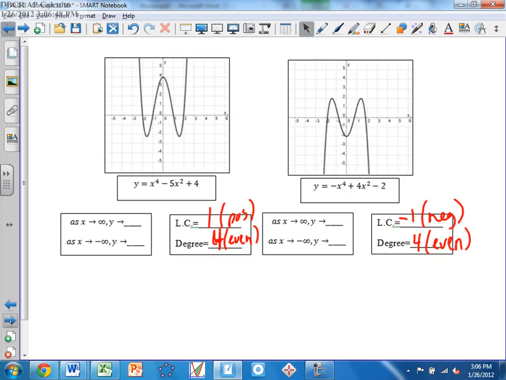All right. Look at these graphs, people. What do you notice about them? They both go up here, don't they? And what about here? They both go down. What does that make you think of? Like a parabola. Think back to the parabola.